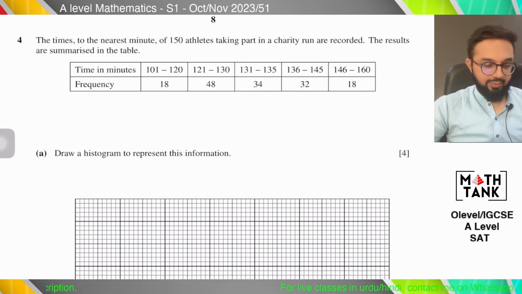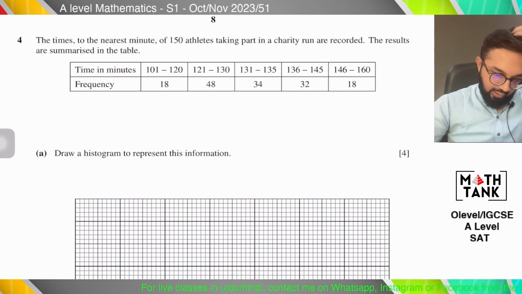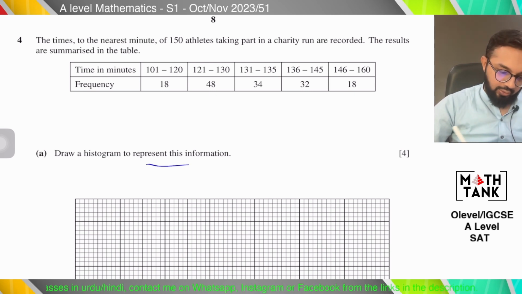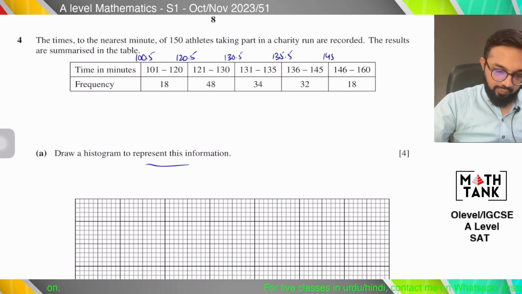Question number 4 says the times to the nearest minute of 150 athletes taking part in a charity run are recorded. The results are summarized in the table. Draw a histogram. So the first thing you should do is connect these: 100.5, 120.5, then 130.5, 135.5, 145.5, and 160.5.